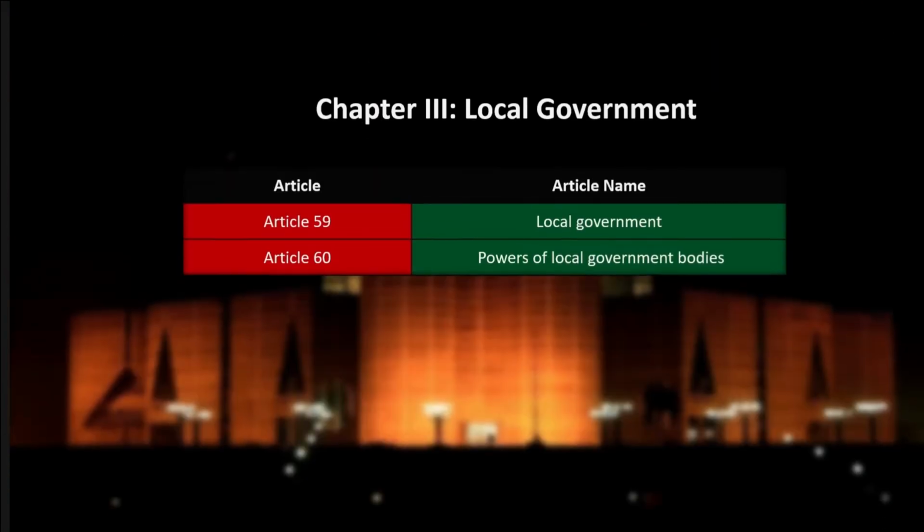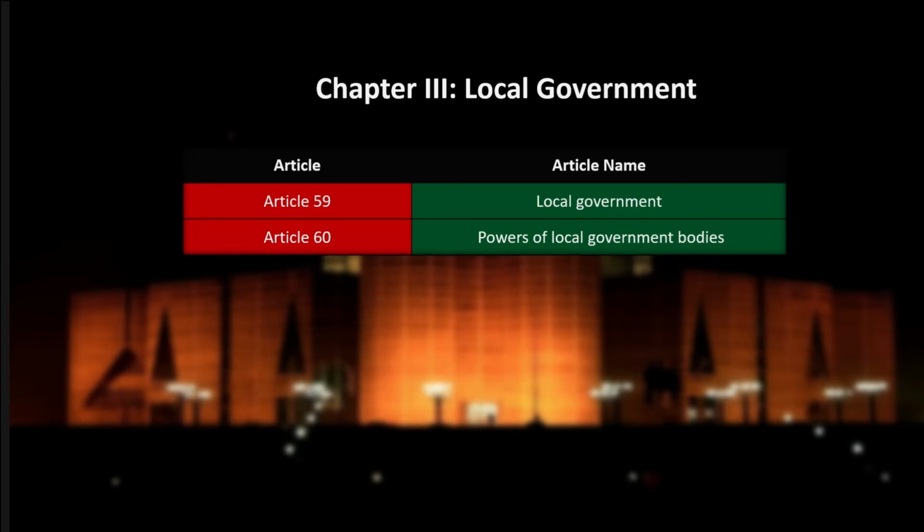Then, Chapter 3, Local Government. According to Chapter 3, every administrative unit shall have a democratically elected government, and the powers to be exercised by the local government will be delegated by the Parliament.